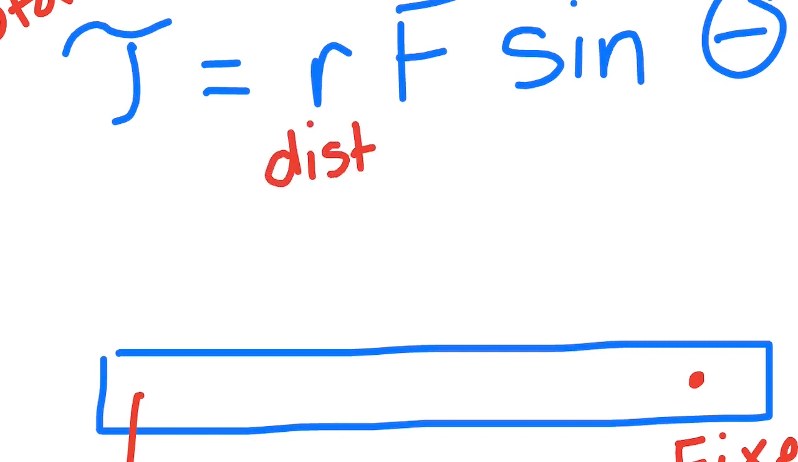F represents your force. That one we probably know by this point in physics, hopefully. And then your theta value. Sometimes there's going to be an angle, and theta is going to be the angle between your applied force and what we call our axis of rotation.